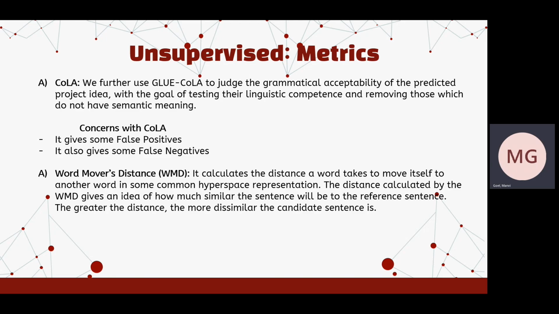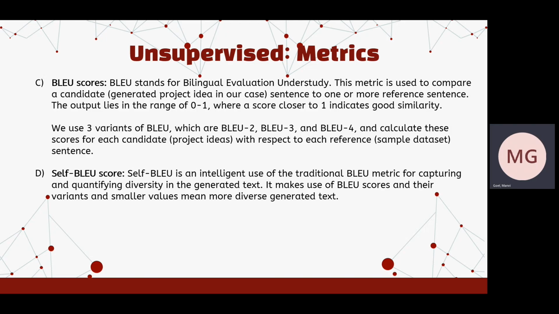The second metric that we used is the word mover's distance. This metric calculates the distance that a word takes to move itself to another word. And thus, the more the distance between the two words, the more dissimilar they are, and thus, the more unique a generated project idea is. The BLEU score also measures the similarity between a reference and a given candidate sentence.